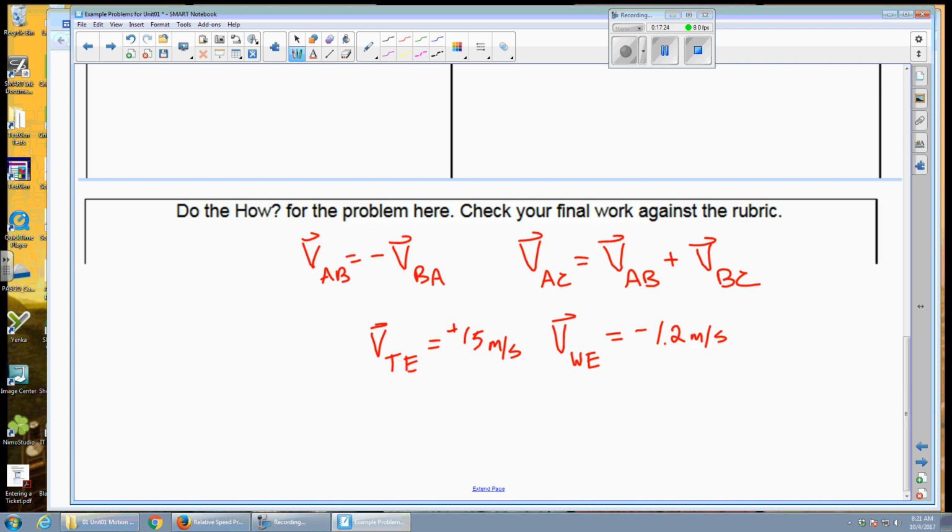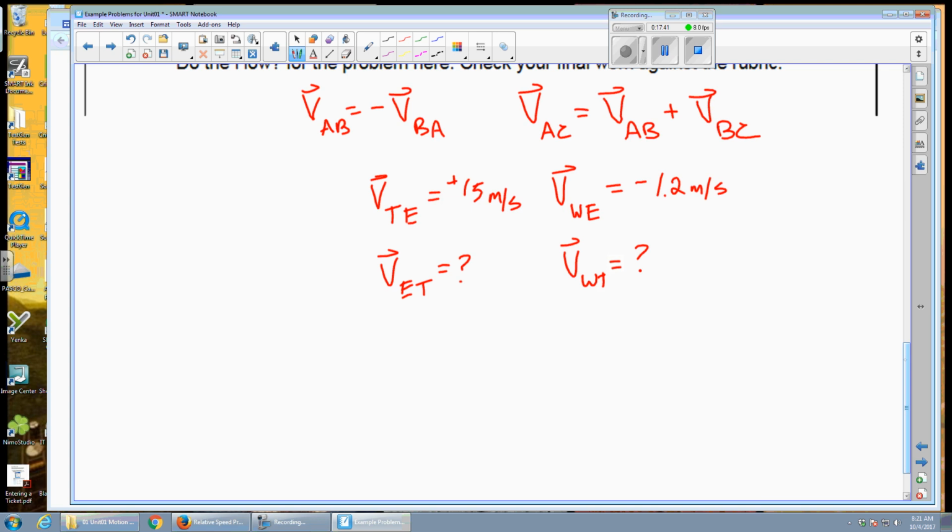What we don't know is the velocity of the Earth with respect to the train, and we want to know the velocity of the worker with respect to the train. We can use that first equation for the Earth to the train. Because if the train to the Earth is positive 15 meters per second, using this first equation, we get the velocity of the Earth to the train as negative 15 meters per second. Yes? A to B is the negative of B to A. All we do is swap those.